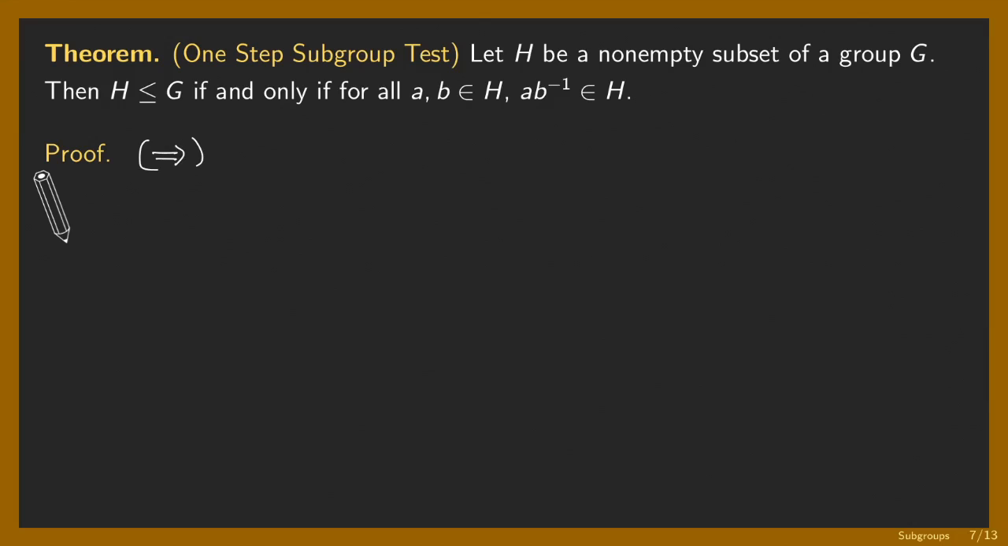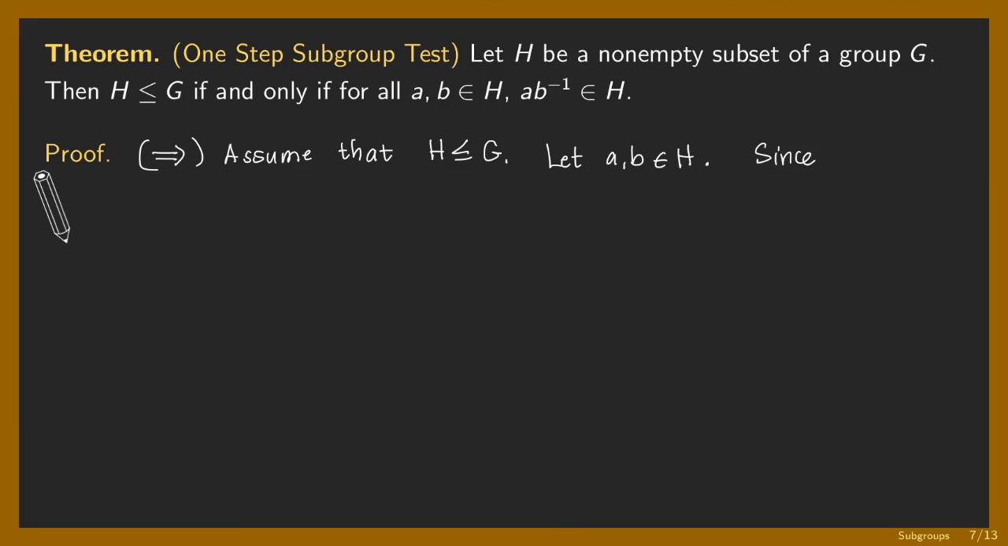So in this direction, we are assuming that H is a subgroup of G. What do we want to show? We want to show that for all A, B in H, A B inverse must be an element of H. In order to prove this, you replace the "for all" with "let". Let A and B be elements of H. This is the condition that you must show. Okay?